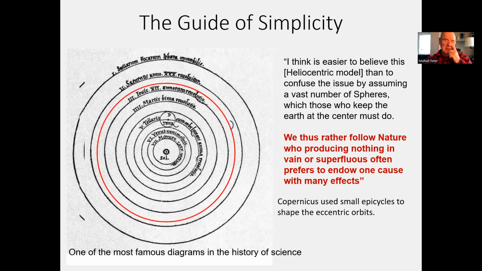So here's an example taking Jupiter. In order to shape the orbit of Jupiter, remember that tremendous flexibility of the deferent and epicycle, you can create an orbit that is eccentric, even, dare I say, oval.